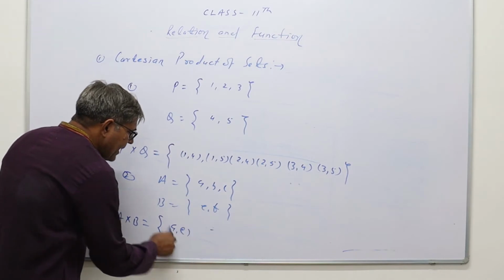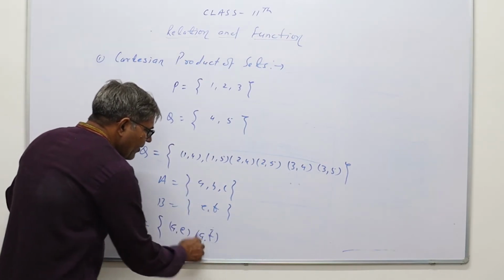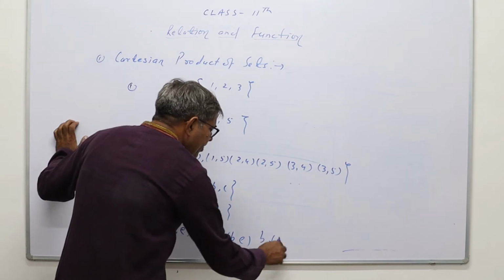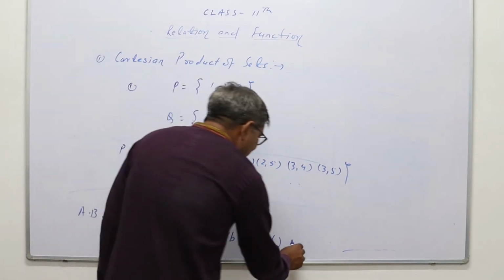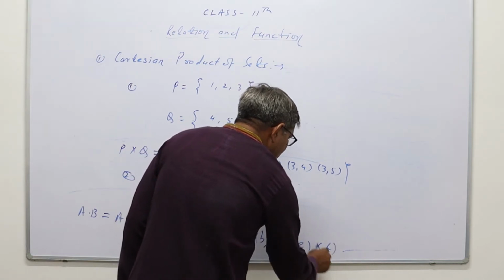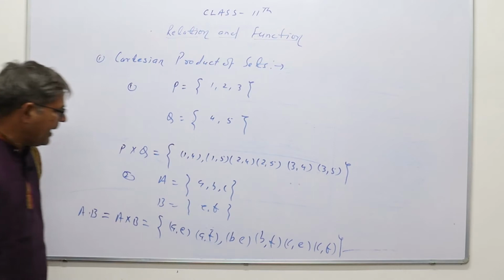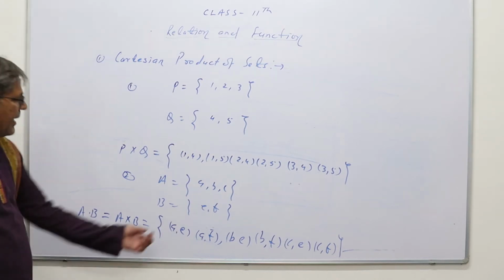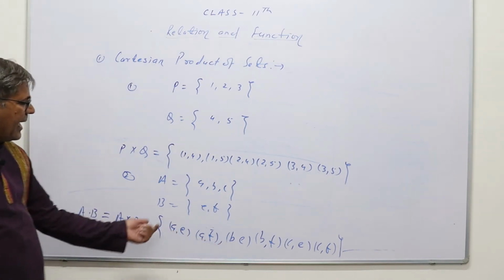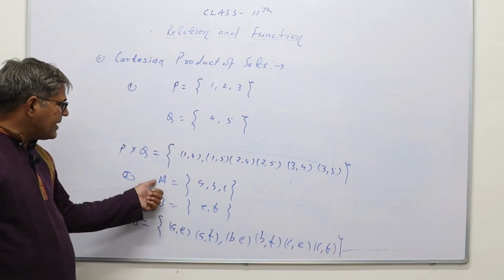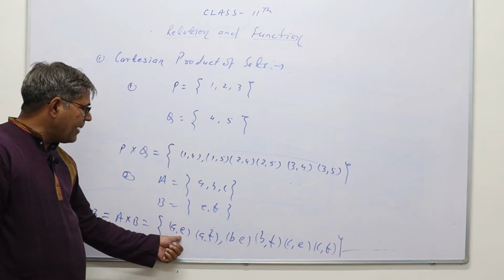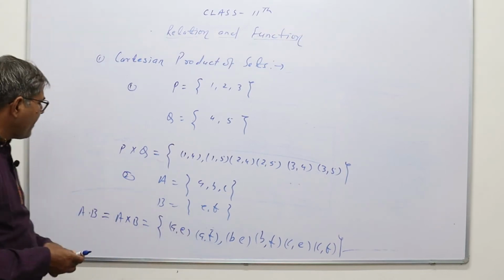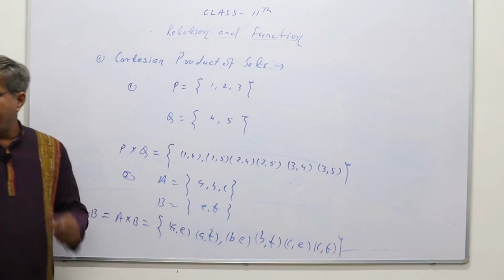AE, first ordered pair, then AF, second ordered pair, then BE, then BF, then CE, then CF. So these are the total ordered pairs defined from set A to set B, and this set contains ordered pairs in which every ordered pair, the first element belongs to the first set and the second element of the ordered pair belongs to the second set. Then this is known as the Cartesian product of set A and B.